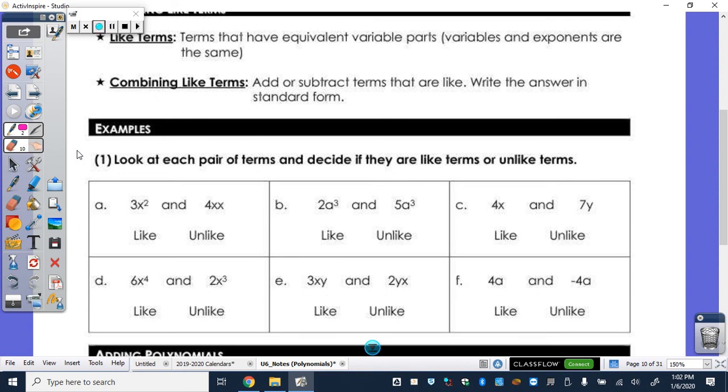Let's simplify it up a little bit. How could I rewrite this? 4x squared. Are they like terms? Yes. All right, B. 2a to the third and 5a to the third. Yes, those ones are a little easier to see. Those are like terms. How about C, 4x and 7y? They don't have the same letter. Because they have the same variable and the same exponent. These ones, different variables, so not like terms.